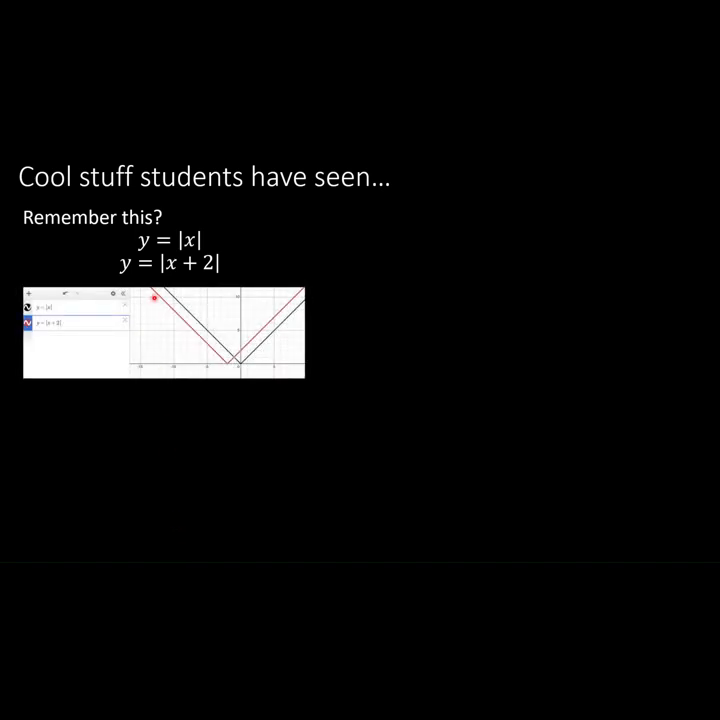Now, if you've studied transformations, you might remember this. When you're doing transformations, you have a parent function, in this case, y equals the absolute value of x, which here is graphed in black, and then a transformed function, y is equal to the absolute value of x plus 2, which here is graphed in red. And when you study transformations, you learn that when transforming functions, adding a 2 inside the function slides the graph 2 units left on the coordinate plane. In other words, the second function is obtained by taking the first function and sliding it left.